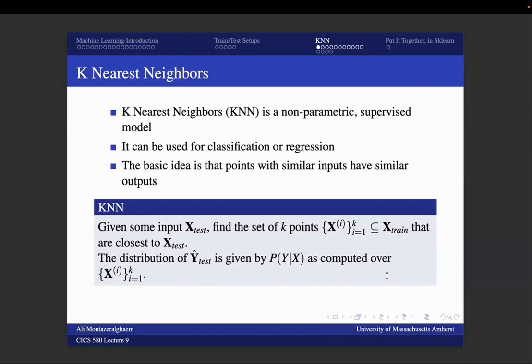Also, if we consider that we are predicting a y hat as the predicted label for the x test, we can compute that by a probability distribution over all the labels that we have, given the x over all the data points xi that we have in the area of the x test.